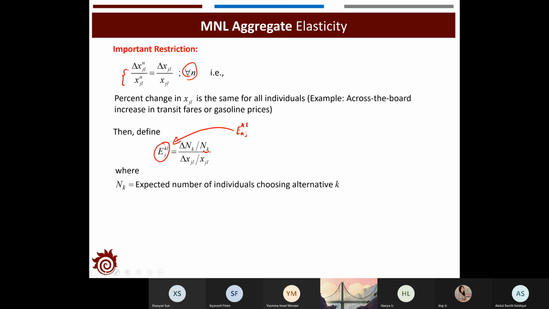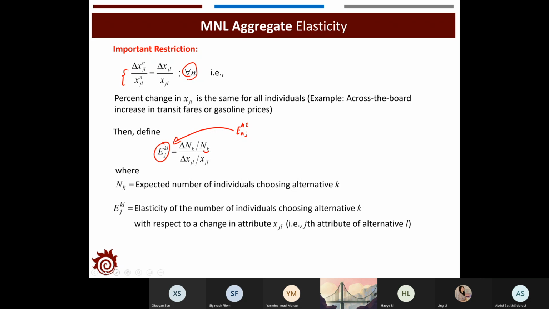And here N_K is the expected number of individuals to choose the alternative K, and E_{jkl} is the elasticity for the number of individuals who choose the alternative K with respect to changes of the attribute J of the alternative L.